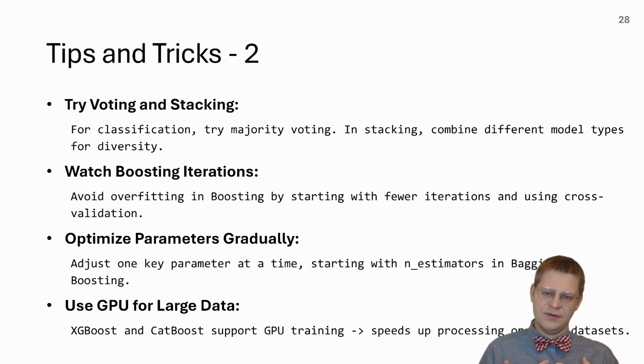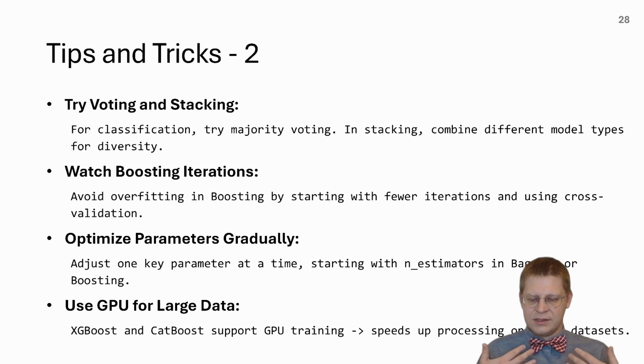And of course, if you have large data, consider using GPUs, since XGBoost and CatBoost support GPU training. It speeds up the processing on large datasets. Random forest, on the other hand, provides parallelization. So if you do not have a GPU, you can use random forest and train it in parallel.